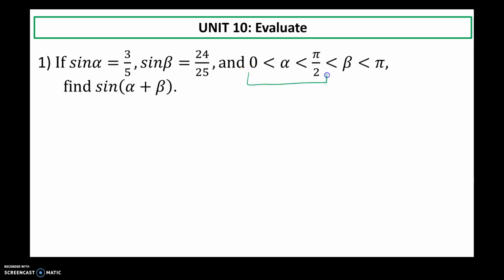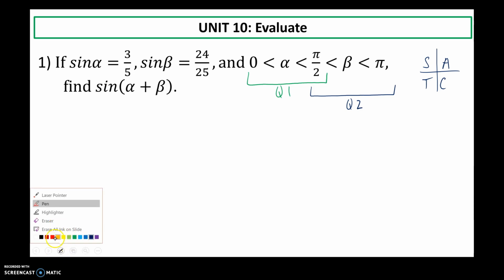If alpha is between 0 and pi over 2, alpha is a first quadrant angle. And if beta is between pi over 2 and pi, then beta is a second quadrant angle. Okay, so that's going to affect the values of the trig functions, right? In the second quadrant, only the sine function is positive, which verifies what's given. But if we have to find the cosine value, then that's going to have to be negative.